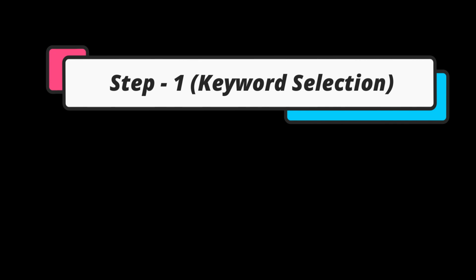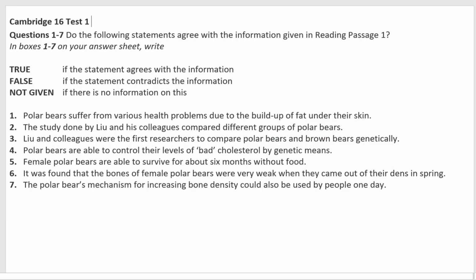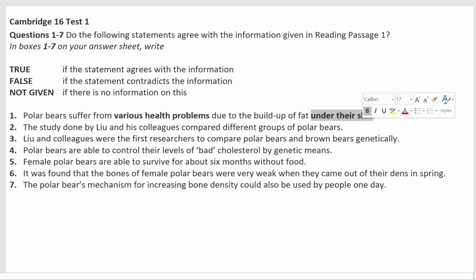Step 1. Let's go to the question. First, we will read the question carefully and understand the meaning, underlining the keywords in all questions at a time. We will also make synonymous words, and possible meanings of the selected keywords in our mind, to meet the paraphrasing. Various health problems means different sorts of health problems may be mentioned in the paragraph.